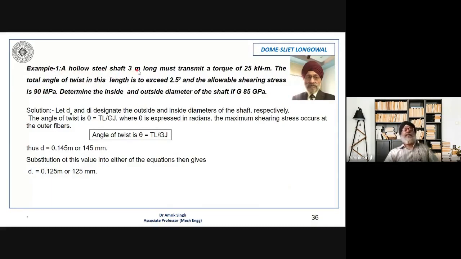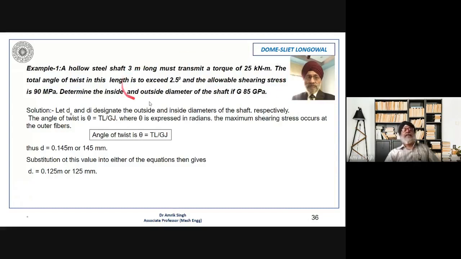A hollow steel shaft 3 meter long must transmit a torque of 25 kilonewton meter. The total angle of twist in this length is not to exceed 2.5 degree, and the allowable shearing stress is 90 megapascal. So determine the inside and outside diameter of the shaft if G is equal to 85 GPa.